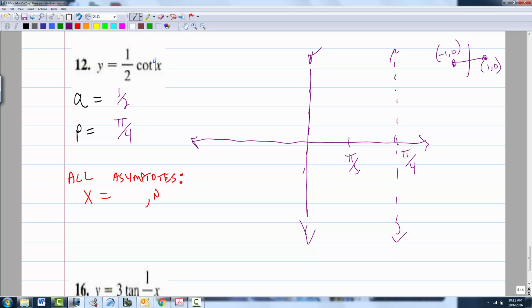What's half of pi over 4? Pi over 8. What's half of pi over 8? Pi over 16. 2 pi over 16. 3 pi over 16. I know where this is going, so I'm going to put this up here, and you'll get there. Pi over 16 times 4. Pi over 4. 4 over 16 is all the math we got to do, folks.